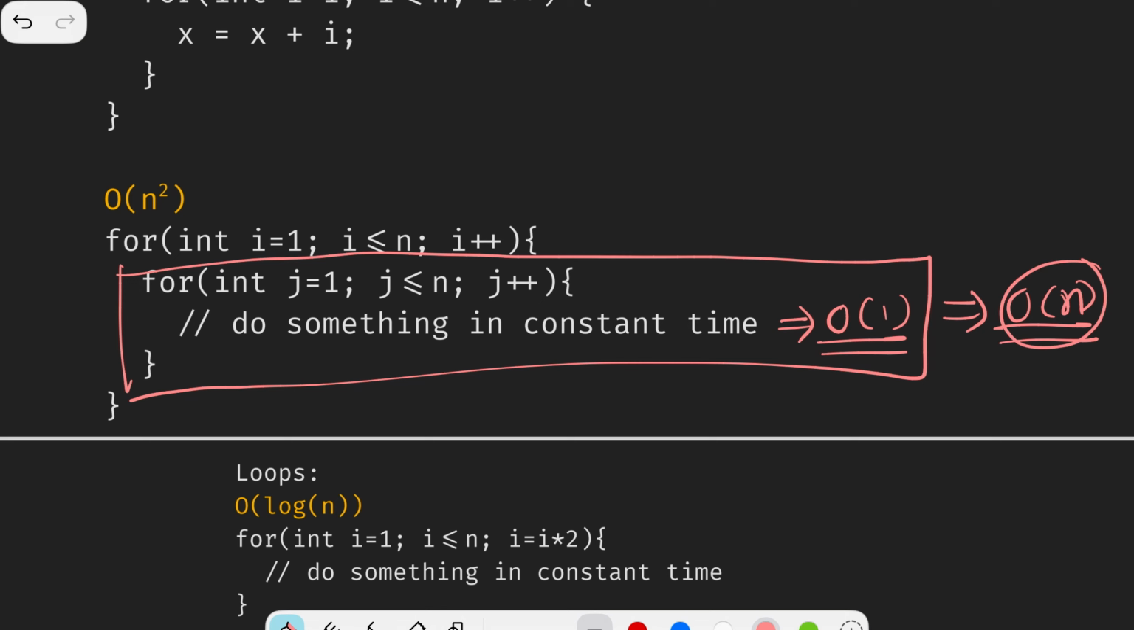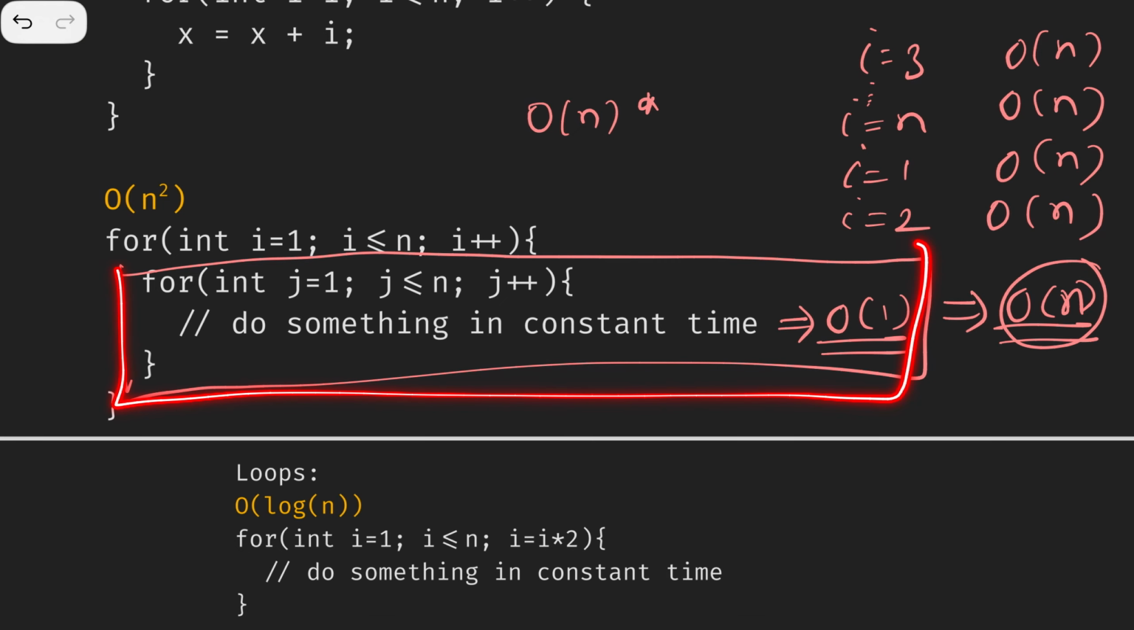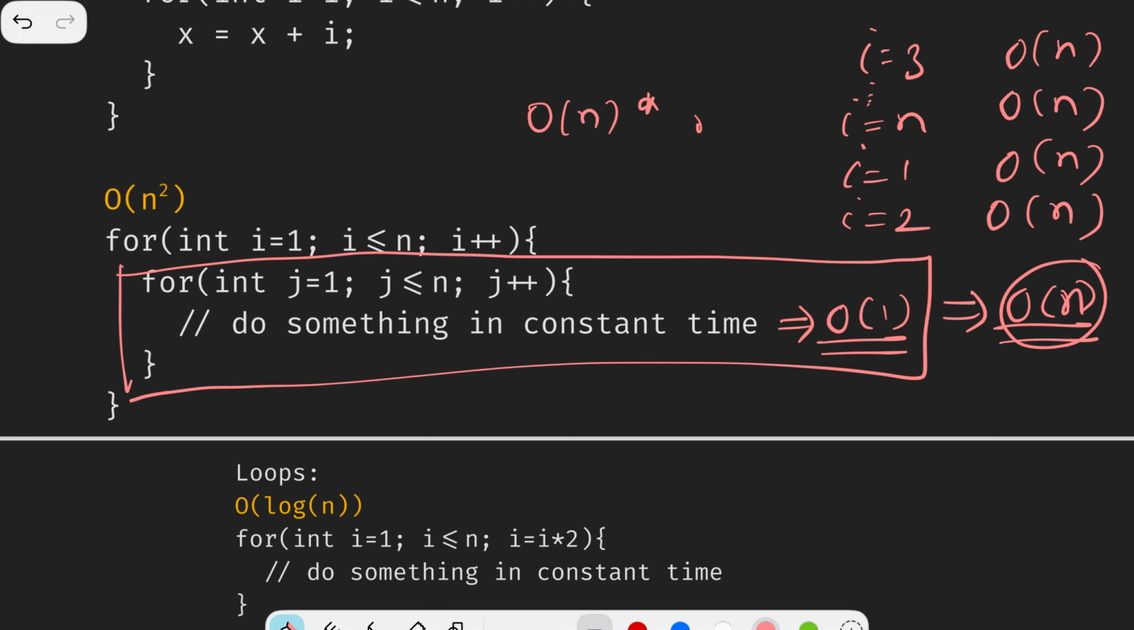will be when i is equal to 1. When i is equal to 2, the inner loop again going to take O of n time. When i is equal to 3, again it's going to take O of n time. This will keep on happening till i is equal to n. Correct? So the time complexity is going to be O of n into total number of times this internal loop is going to get executed, and that is n. Correct? That's why the total time complexity for this function is going to be n squared.